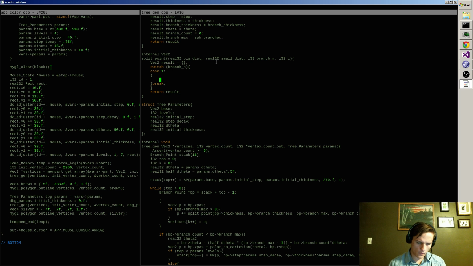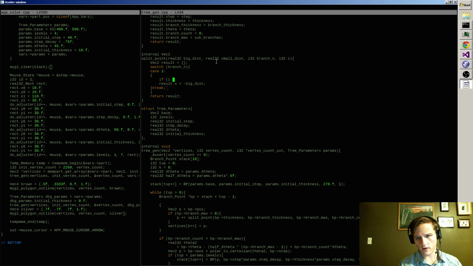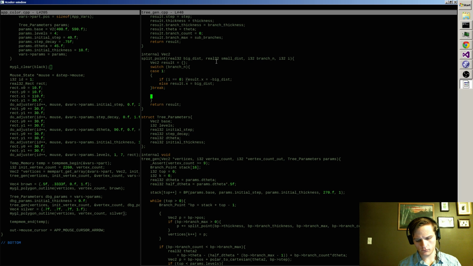Okay, and for case 1, it's just a matter of dot x equals negative big dist or positive big dist based on whether you have an I of 0. So x equals big dist positive. Case 2.